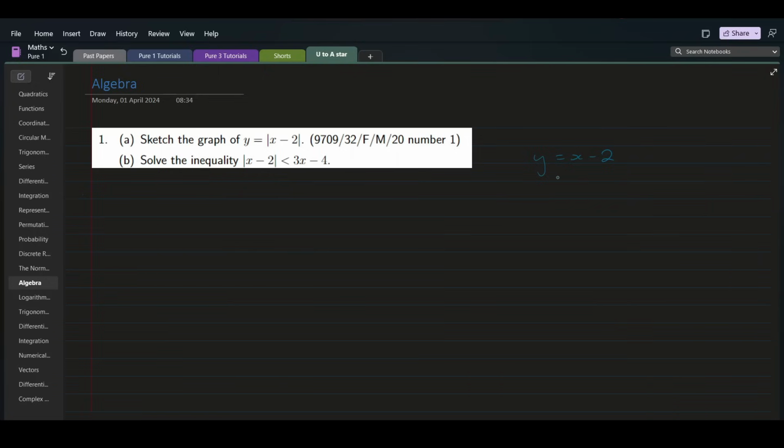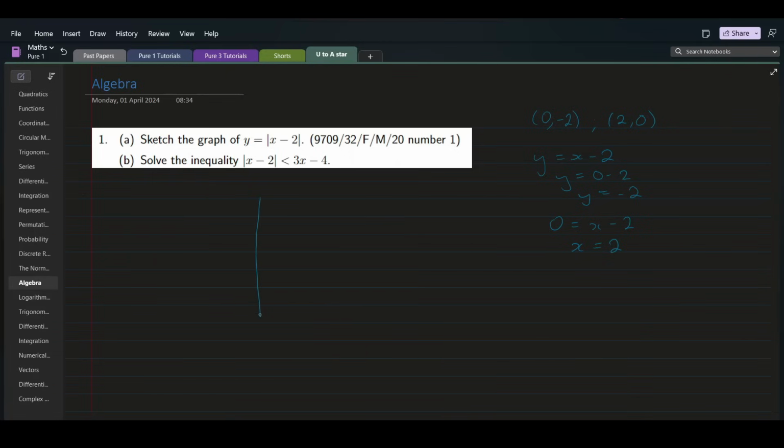Okay, so let's find the coordinates when x equals 0. So when x is equal to 0, y is equal to 0 minus 2, so y is equal to negative 2. So we have a set of coordinates that is (0, -2). And then we need another set of coordinates. So when y is equal to 0, we get 0 is equal to x minus 2. So x is equal to 2. So we get the point (2, 0). Now let's use these 2 points to sketch the graph of y equals x minus 2.